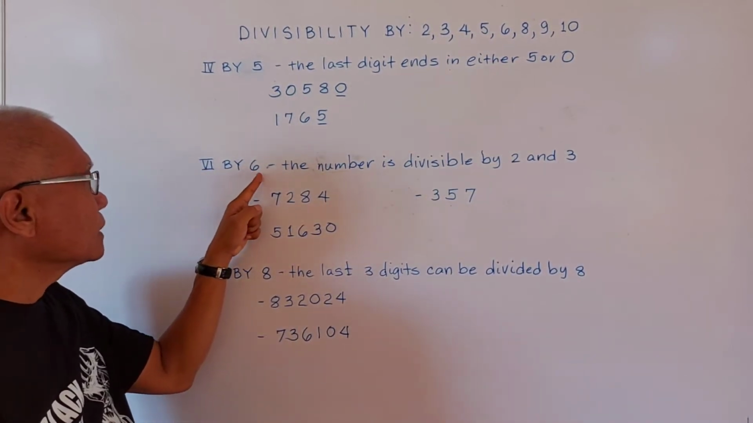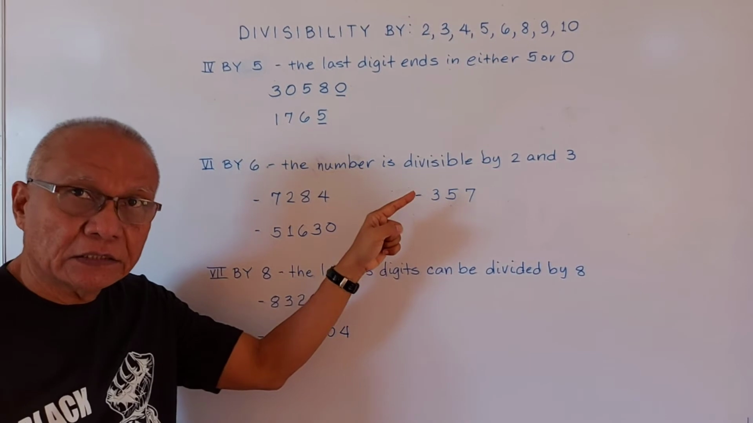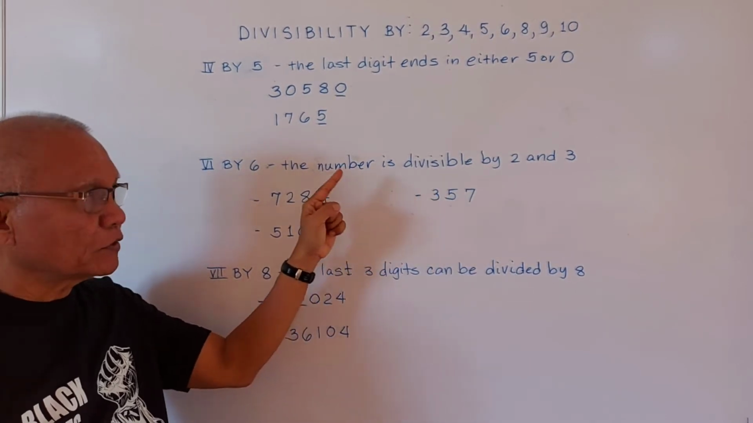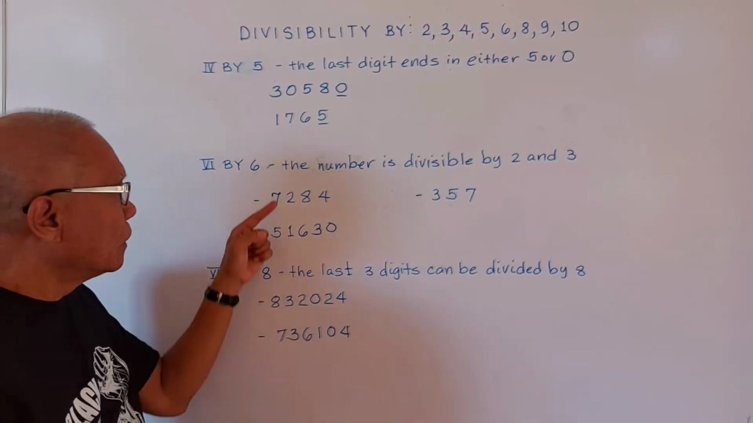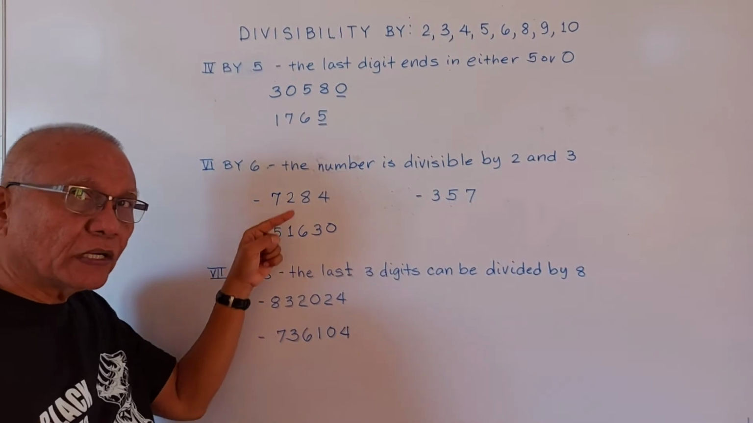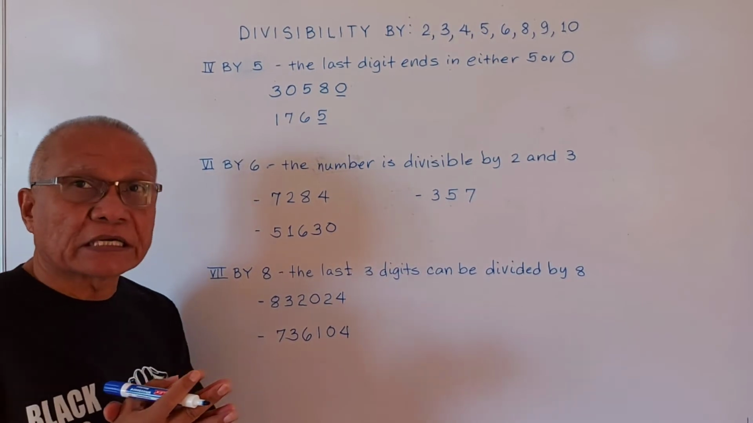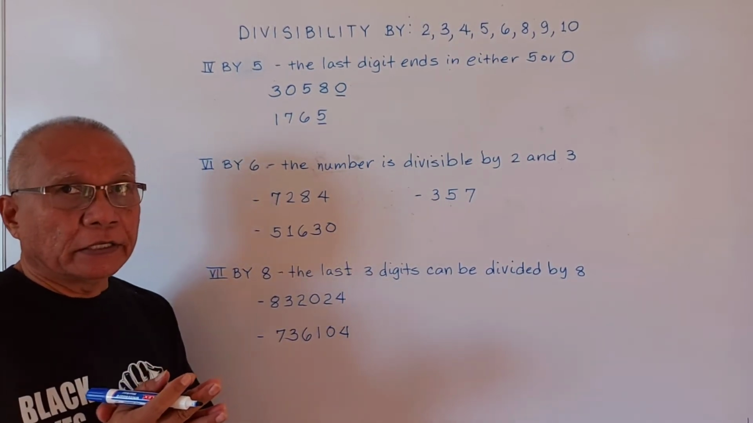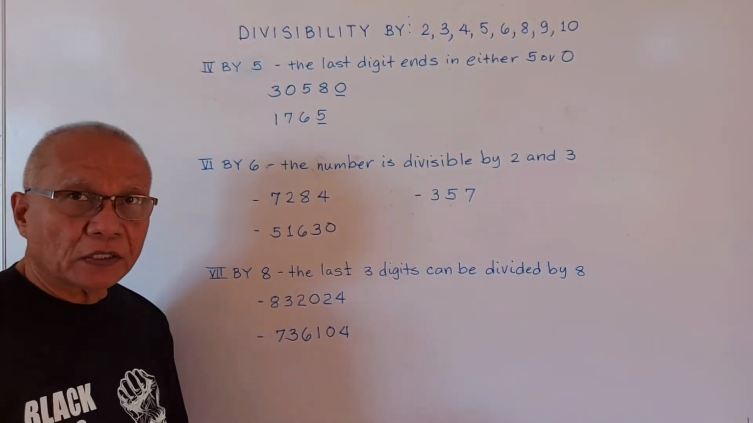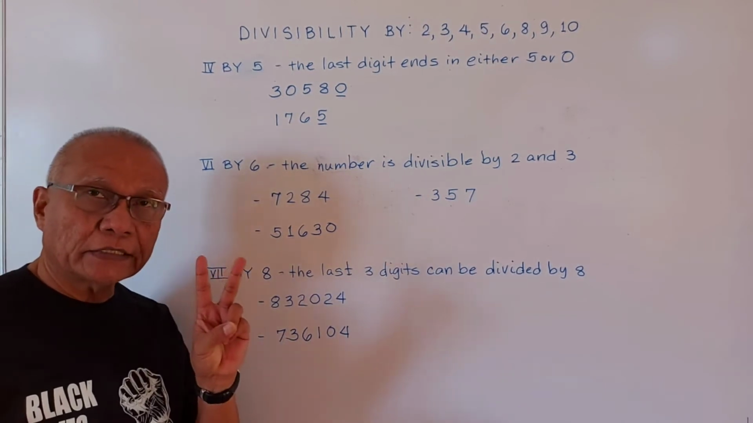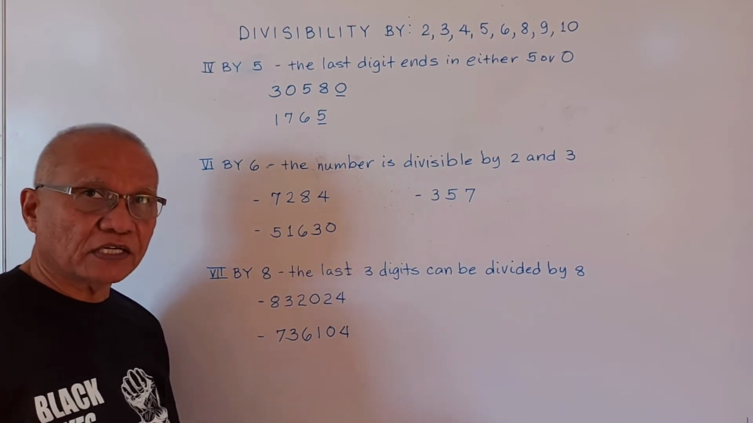Divisibility by 6. The number is divisible by 2 and 3. Not only divisible by 2, but also by 3. Not only by 3, but also by 2. Therefore, when we look at the number, if it is divisible by 6, it's easy to determine whether the number is odd or even. If that is odd, therefore, it can't be divided by 6 anymore because we cannot divide it by 2, right? So, if the last digit is an even number, it can be divided by 2.